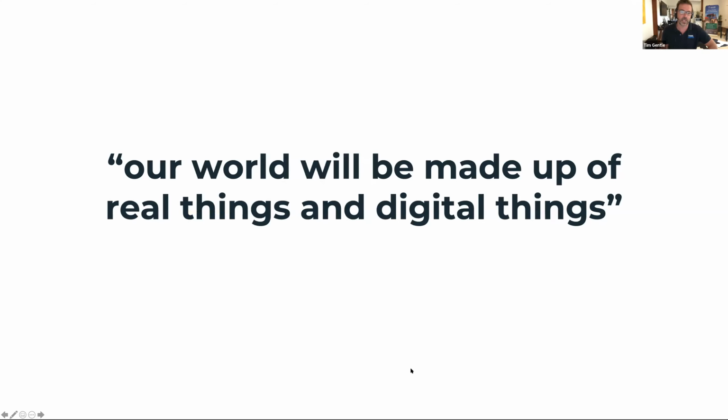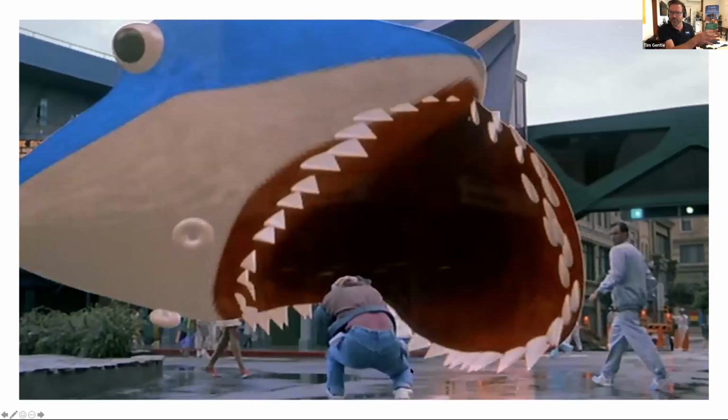But if there's one thing that I believe, and this is where I come into play today, is that our world will be made up of real things and digital things, okay? So a real thing is a grapevine. A digital thing could be a digital tag on the vineyard. And so we're going to walk around in a world where you're going to have this digital stuff, and then you're going to have the real stuff.